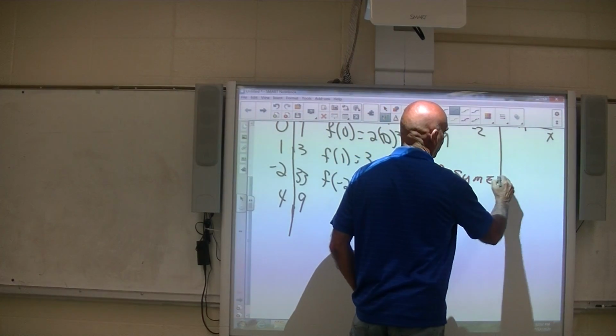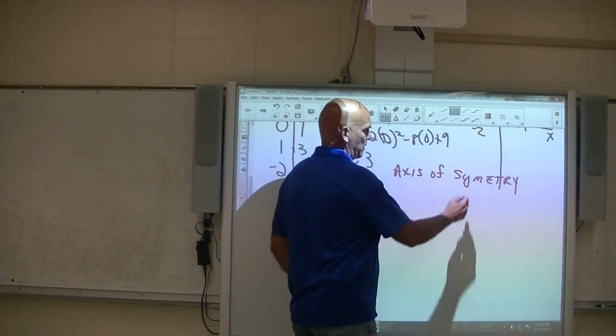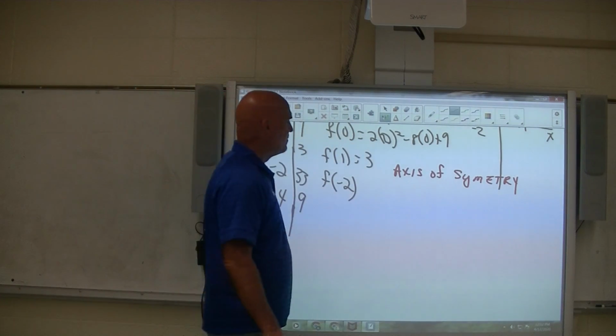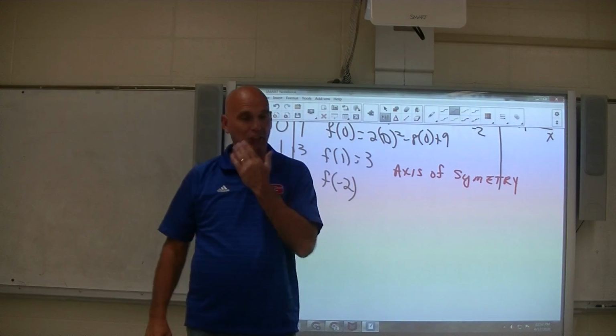Symmetry is maybe 1 in, maybe 2. That looks pretty good. I'm not sure. Might be one more in. Axis of symmetry. Symmetry means it looks the same on both sides.